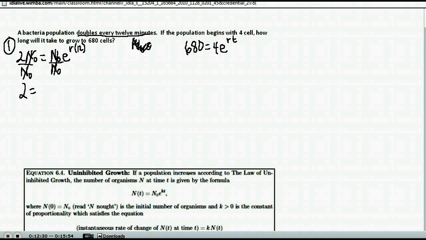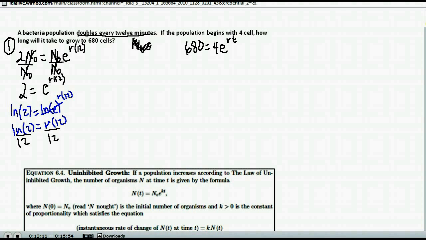They could just say that it doubles every 12 minutes, and I do 2 times the original amount is equal to the original amount times e to the r times 12. Again, we have to get that variable down out of the exponent, and to do that, you take the log of both sides. In this case, you would want to be sure and use the natural log, since the natural log has base e, so that natural log of e is 1. And so we just have r times 12 is equal to the natural log of 2. All I have left to do is divide both sides by 12.